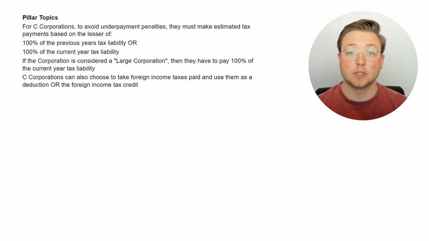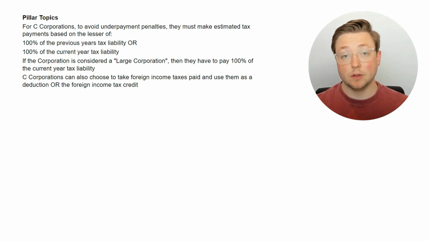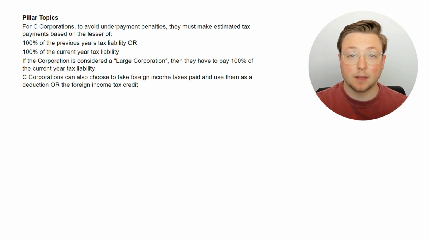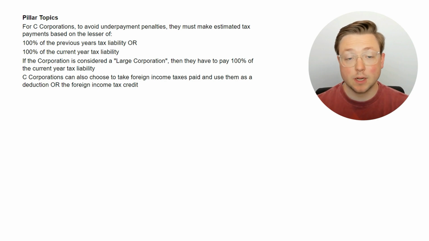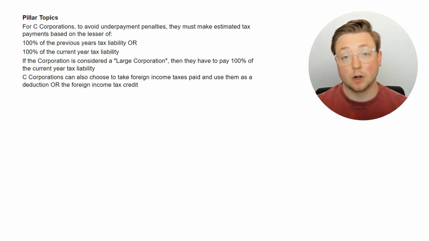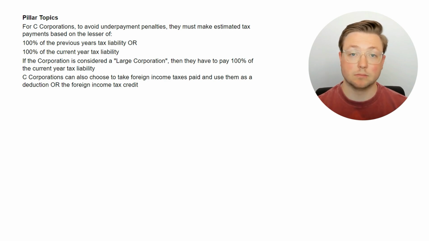All right, here are the pillar topics for the video. So first of all, for C corporations to avoid underpayment penalties, they must make estimated tax payments based on the lesser of either 100% of the previous year's tax liability or 100% of the current year tax liability. However, if the C corporation is considered a large corporation, then they have to pay 100% of the current year tax liability. They don't get a choice between the previous year or the current year.